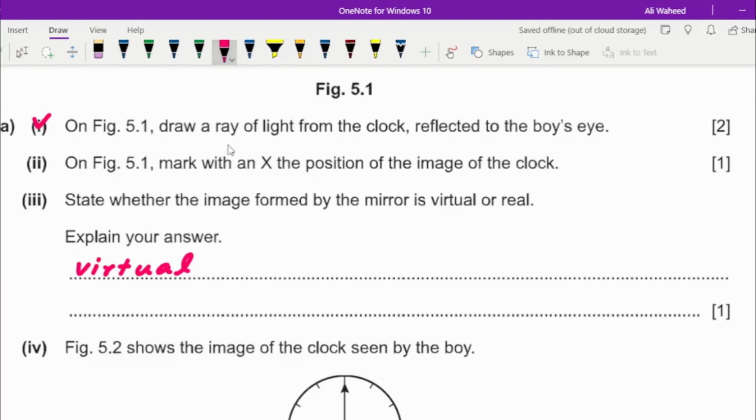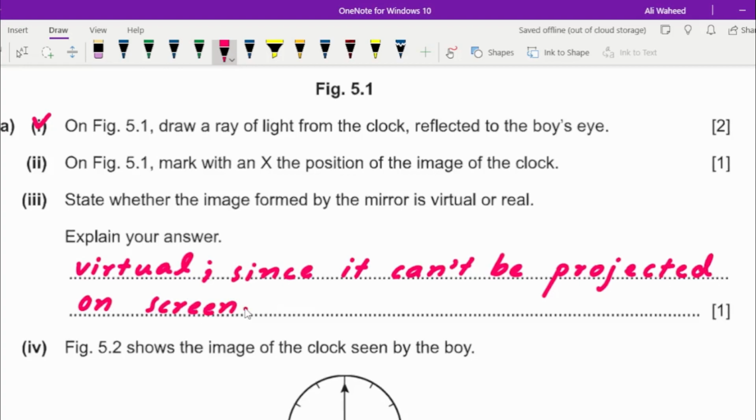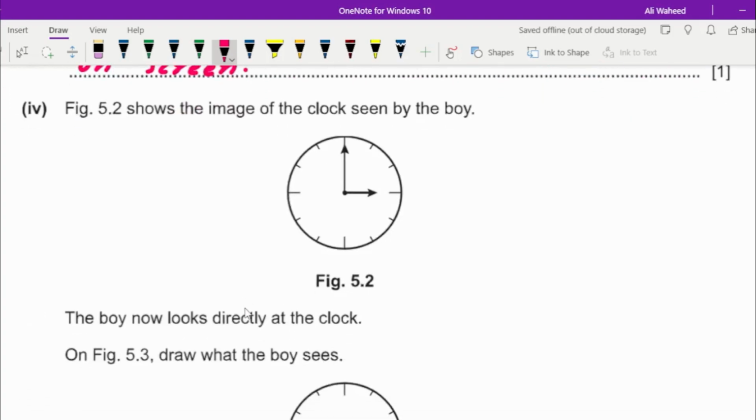And with this we can write. Move on to the next one. Figure 5.2 shows the image of the clock seen by the boy. The boy now looks directly at the clock. On figure 5.3, draw what the boy sees.